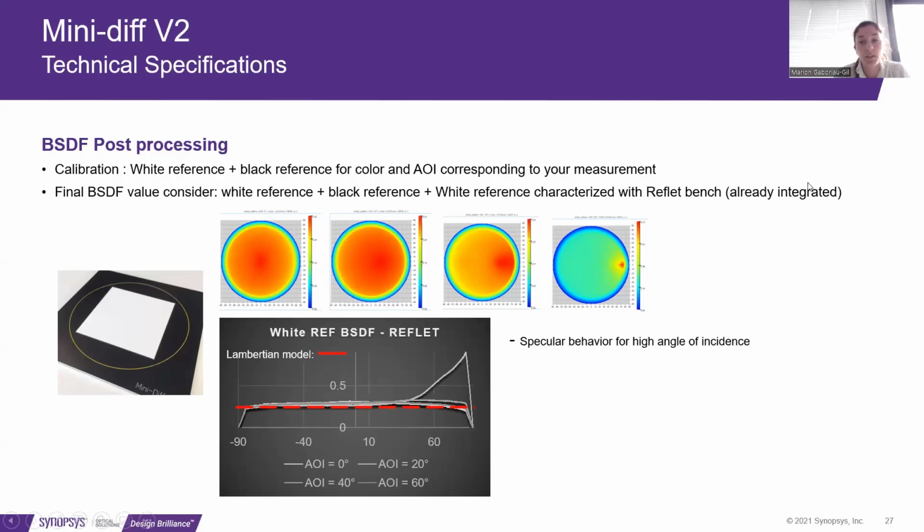But why is it important to take this into account? If you take a look here at the measurement of a white reference with our reflect bench, with different angles of incidence, you can see that it's in fact not perfect. We have a specular behavior for high angles of incidence. It's totally normal, but we have to take this into account. That's why we have this value.